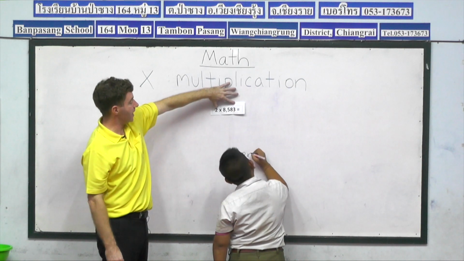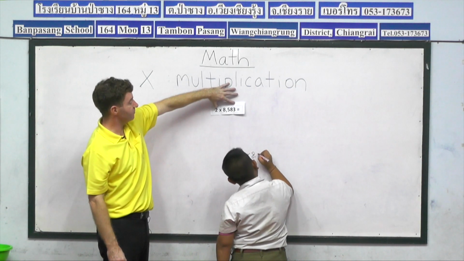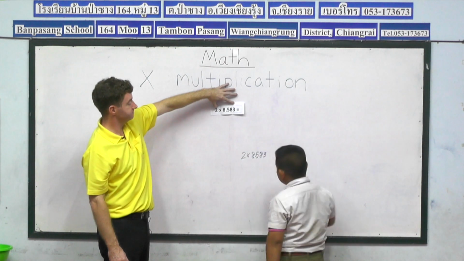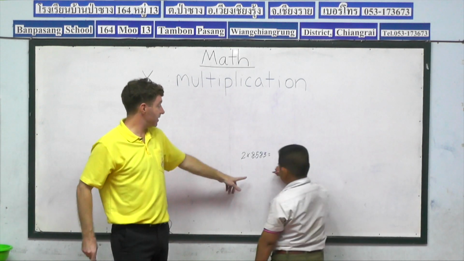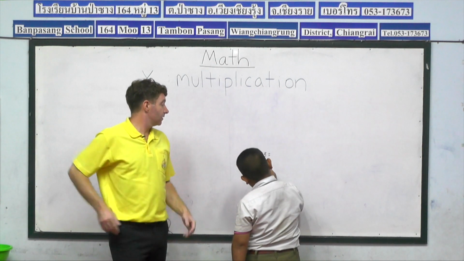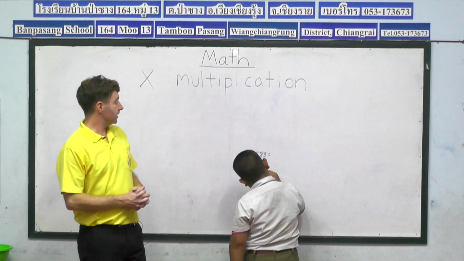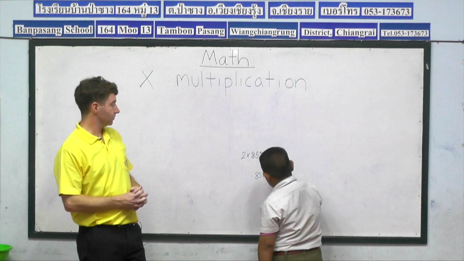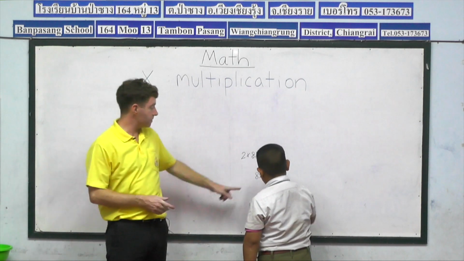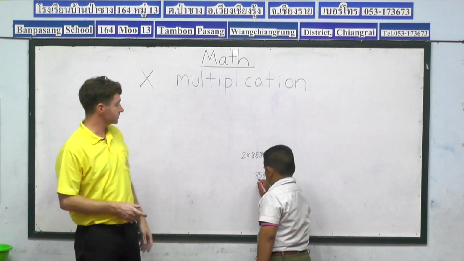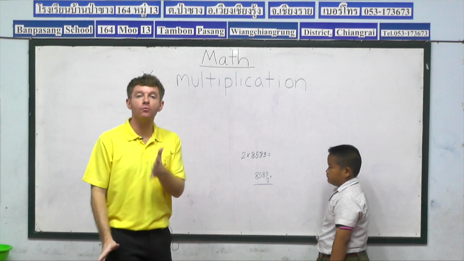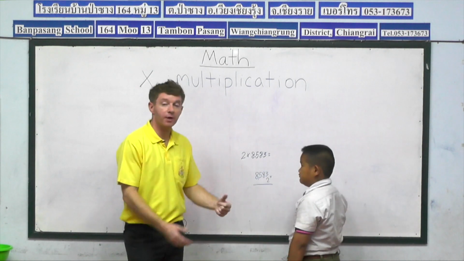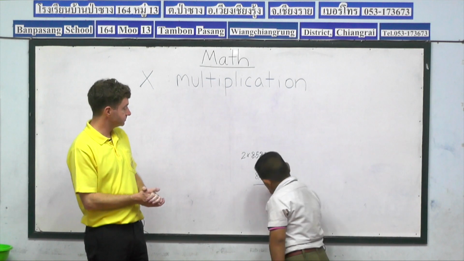So first of all, we'll write our problem on the board. 2 times 8,583 equals. So first thing to do, guys, organize. We have 8,583 times 2. And remember our comma for the thousands. Well done, Ned. So let's begin, as always, with the ones column. 2 times 3 equals 6.